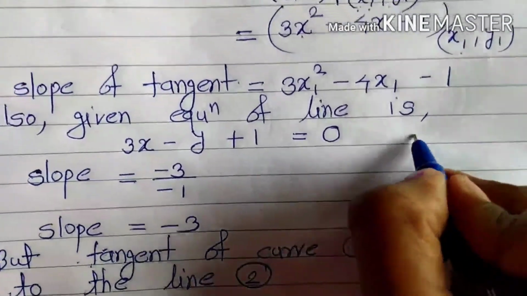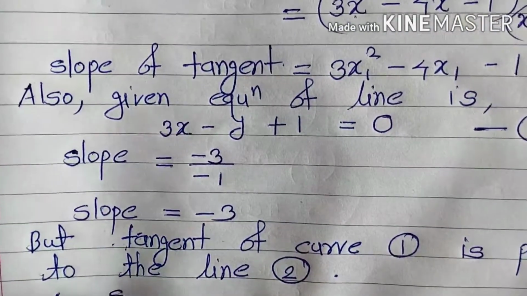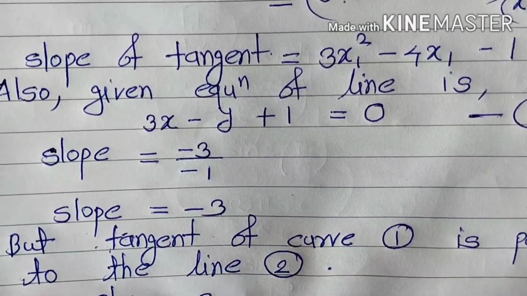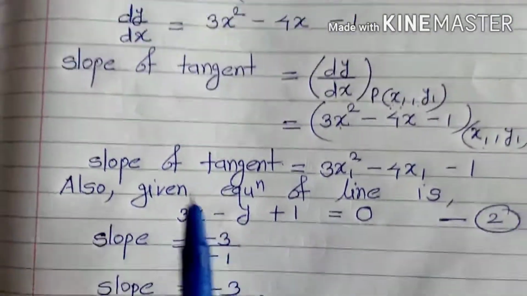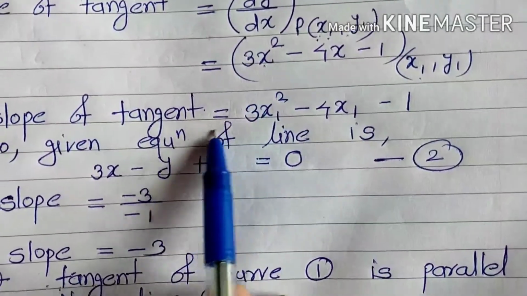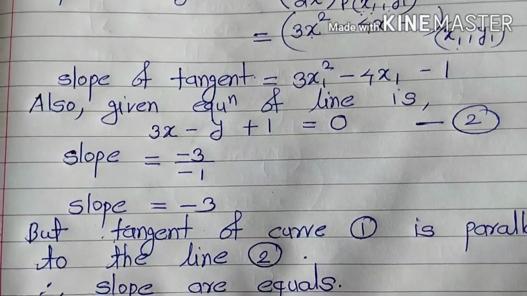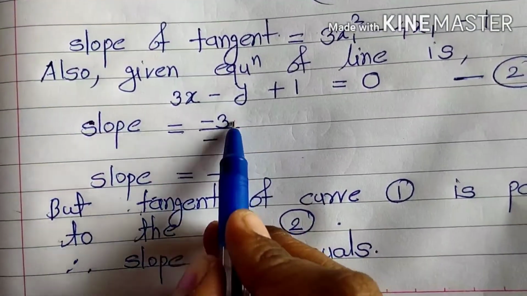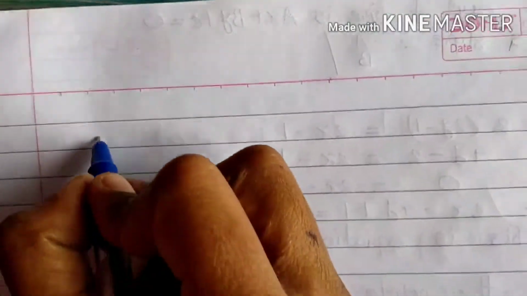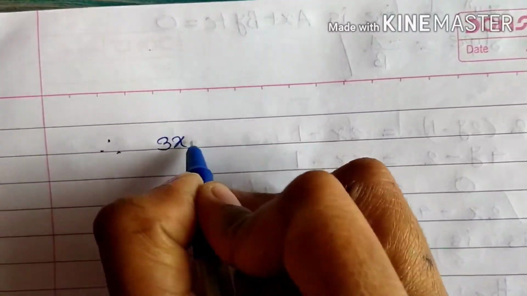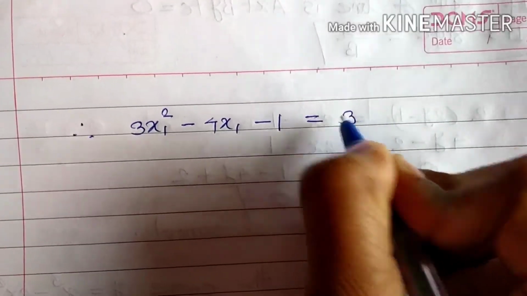Second, you can write here equation 2. Therefore, slopes are equal. Means the slope of the tangent and the slope of the line are equal. Sorry, there is one mistake: minus 3 minus 1 is plus 3. Therefore 3x1 square minus 4x1 minus 1 is equal to 3.